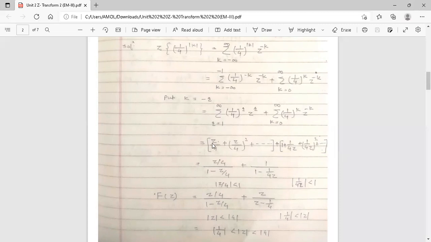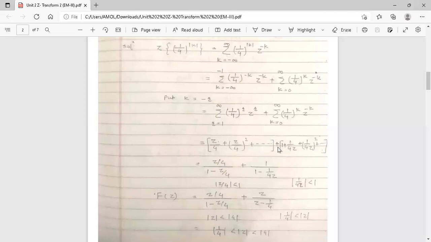Now these two series are geometric progressions, so use the result of GP. What is the result formula of GP for the first series? It is first term upon 1 minus common ratio. Now the first term is z upon 4, so write in the numerator z by 4 upon 1 minus common ratio. The common ratio is z by 4 in every term. So you write here common ratio z by 4. And you know that the common ratio must be less than 1, so you put here the condition mod of z by 4 is less than 1. This is for the first series.